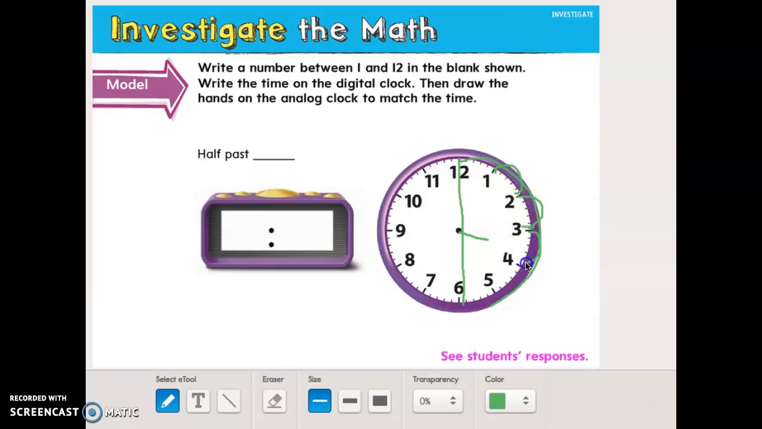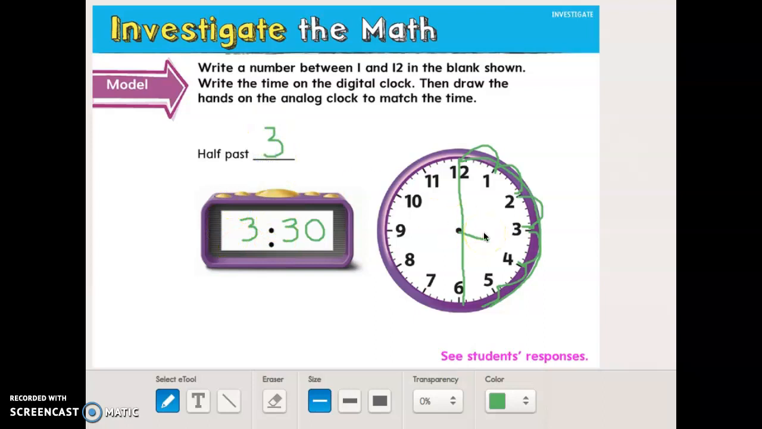Anytime it's in between the 3 and the 4, it's the 3 o'clock hour. So in this clock, it's between 3 and 4, so it would be 3. And then we would say half past or 3:30. So the minute hand is showing 30 minutes have gone past. Each one of these is a 5-minute increment. So 5, 10, 15, 20, 25, 30. And we would say it's half past the hour of 3 o'clock.